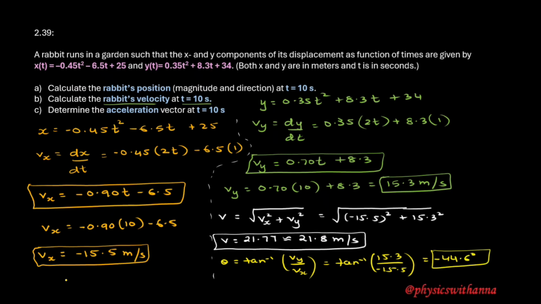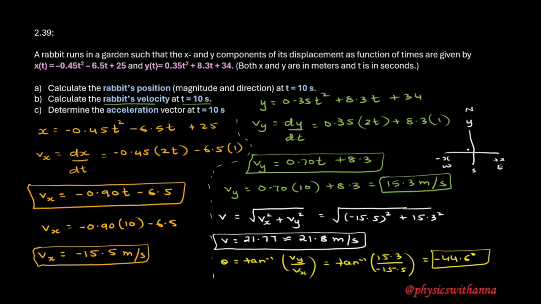Now, how do you show direction? Again, we will roughly sketch the graph for velocity. Let's say this is my y-axis, positive y-axis. This is negative x. This is positive x. We also know that positive y-axis will be taken as north. Negative x is west. Positive x is east. And this is south.